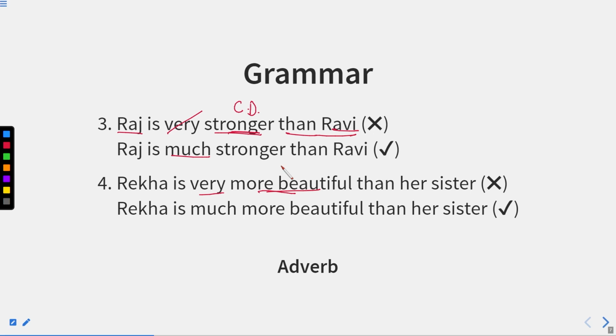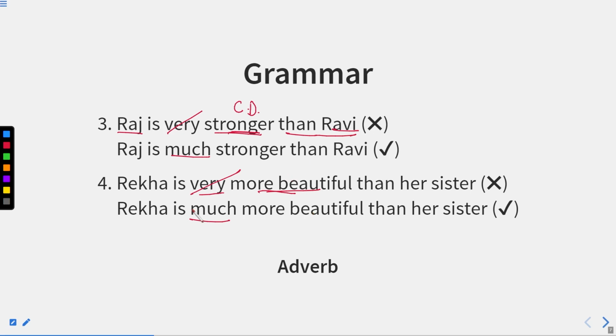Obviously, beautiful is a positive degree of adjective, more beautiful is a comparative degree of adjective, and most beautiful is the superlative degree of adjective. Now, if I'm using more beautiful, it means I'm using a comparative degree of adjective. And for that comparative degree of adjective, I have to precede it with the word much, not very. So very is incorrect over here. It should be replaced with much. So the correct sentence will be Rekha is much more beautiful than her sister.